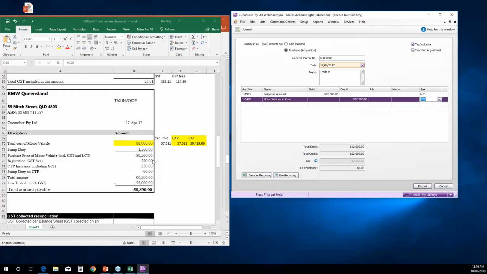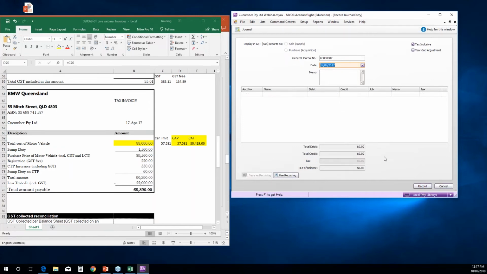So all you have to do as BAS agent or BAS agent to be, you have to report this GST in 1A. To do that, I will have to click on sales supply. So this will be recorded in GST collected other than GST paid as a reduction. Okay, so I'm going to record the suspense.